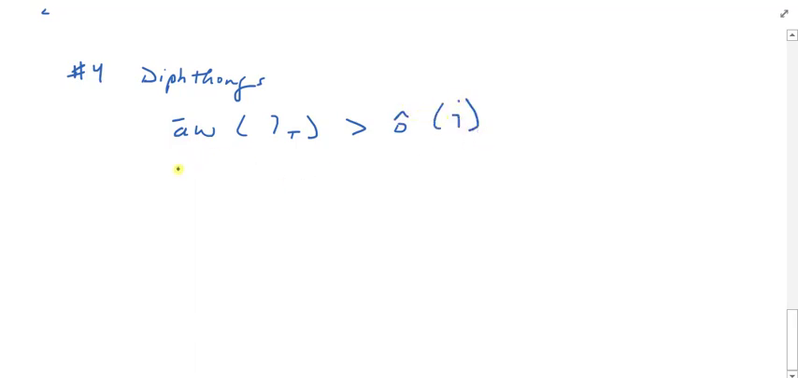Okay. In this situation, we have the diphthongs. And if you remember, we told you that the AW diphthong in Hebrew, which is the long A followed by a Vav, can become a Holam Vav. And the AY diphthong can become a tsere.